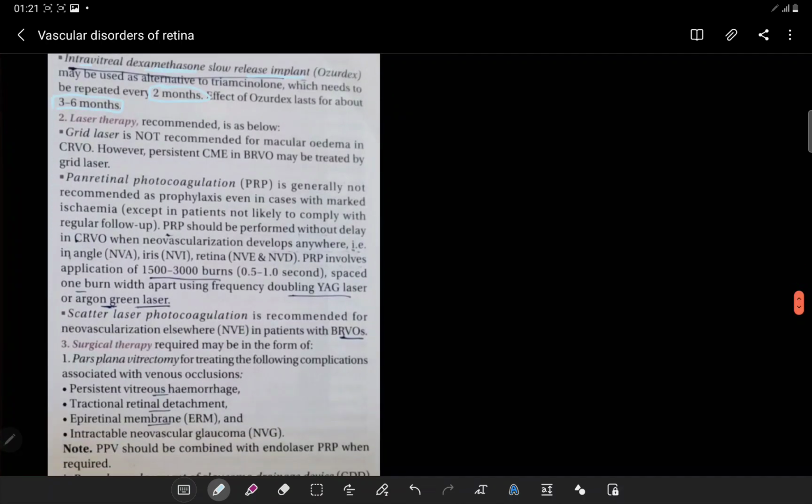Now we can go with laser therapy, which is the grid laser. Like this is a fundus and you are going with a grid laser, so the grid laser is applied in a specific part. Grid laser is not recommended for macular edema in CRVO. However, persistent CME, that is the macular edema in BRVO, may be treated by the grid laser.